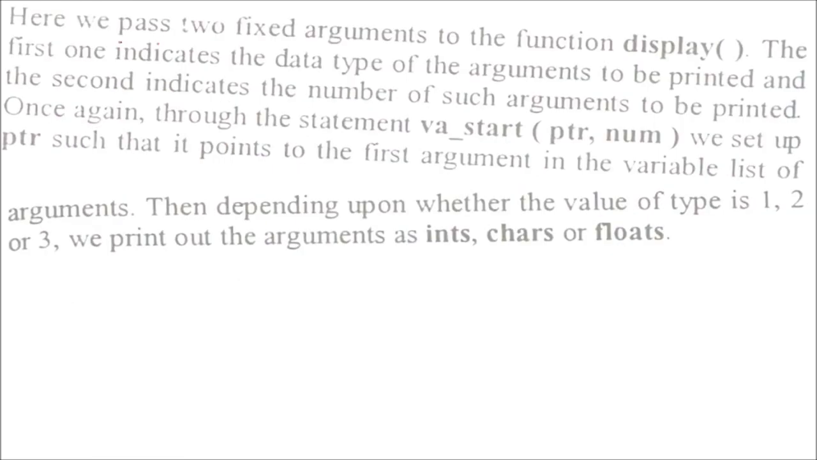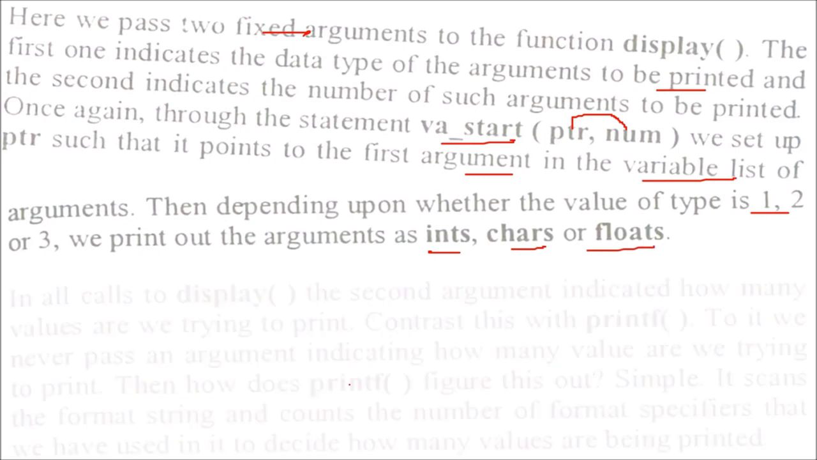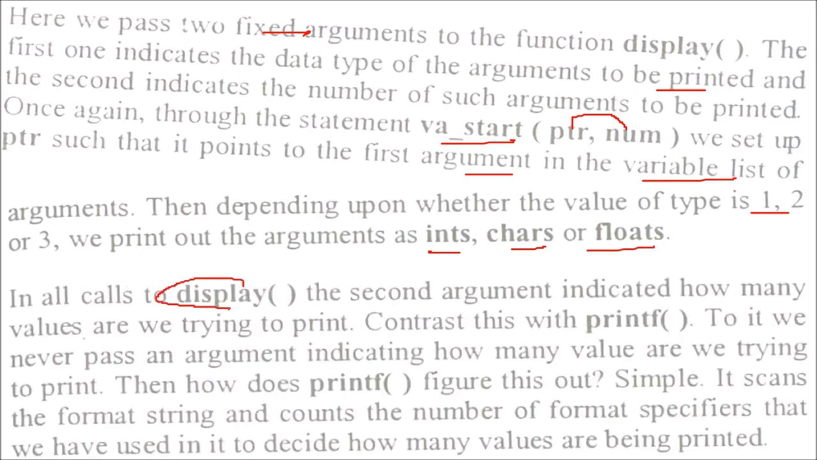What we have done here is pass 2 fixed arguments to the function. The first indicates the data type of the argument to be printed. The second is the number of arguments to be printed. Through the statement VA underscore start PTR num, we are setting up the pointer such that it will point to the first argument in the variable list of arguments. Depending upon whether the value of type is 1, 2, or 3, we print the arguments as int, char, and float.